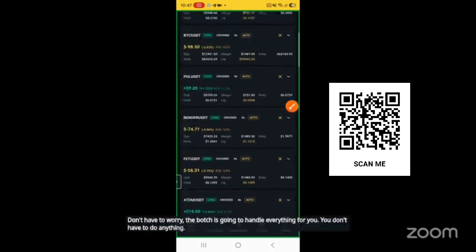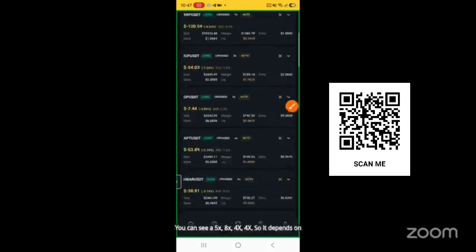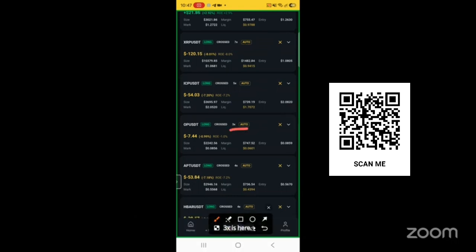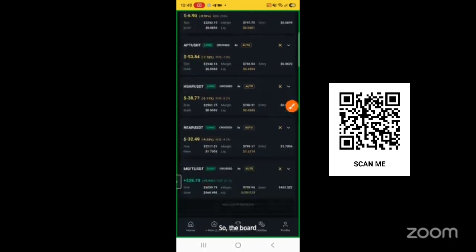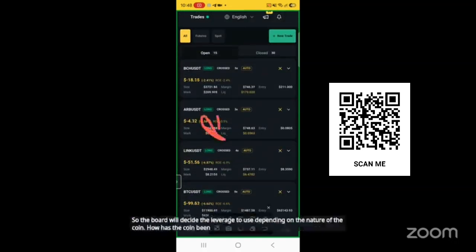You can see a 5x, 5x, 8x, 4x, 4x. So it depends on how the coin has been performing in the past. This is 7x. Do you see this? 7x. 3x is here. So the bot will decide the leverage to use depending on the nature of the coin and how the coin has been performing in the past.